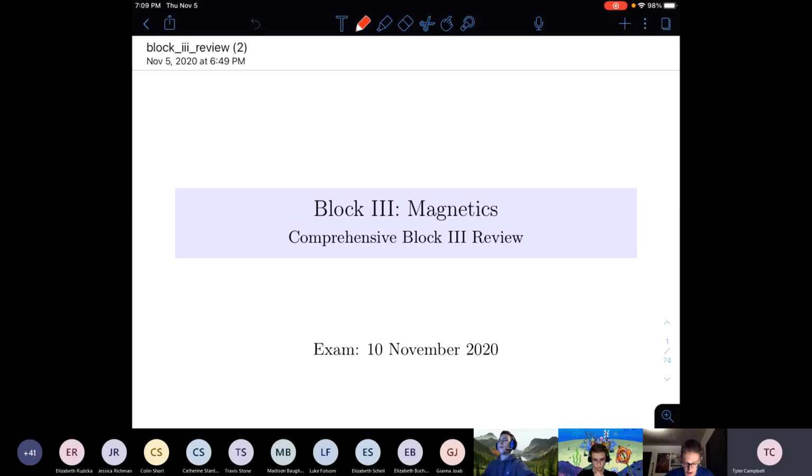Oh, my notepad should be getting pulled up here. Awesome. Okay, cool. Everybody can see that, right? I can see it, so I assume everybody else can. So we'll go from there.